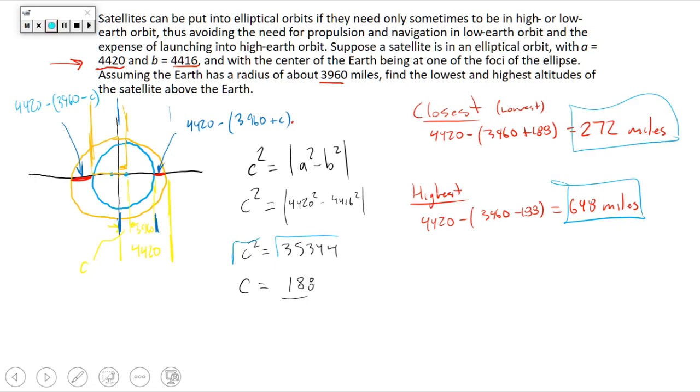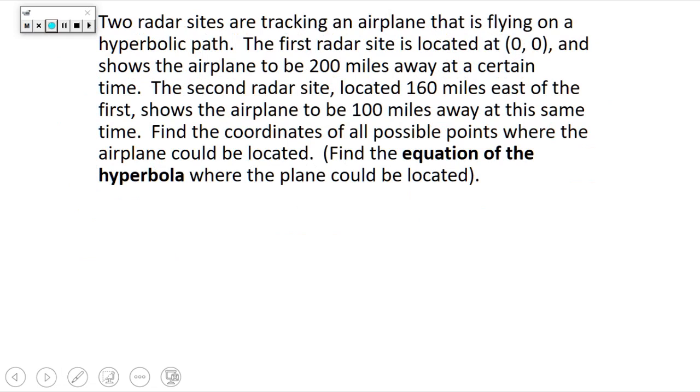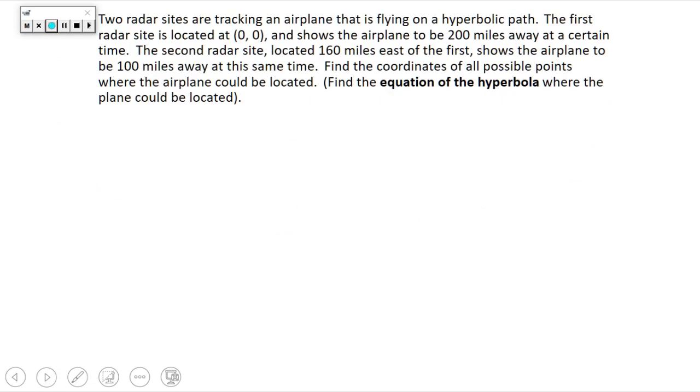Okay, cool. Next, two radar sites. This is a hyperbola for sure. I have a better slide. Well, it says it's a hyperbola. We need to find the equation of the hyperbola. So let's draw what this is talking about.